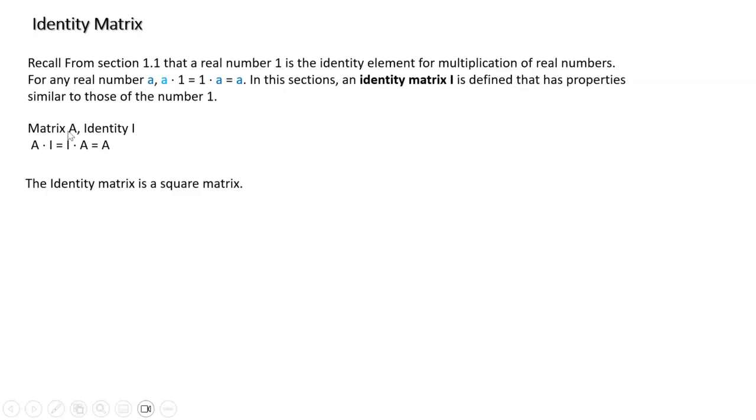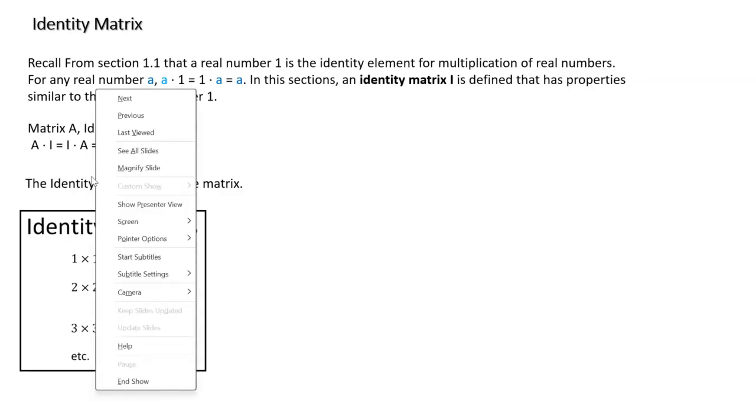Now the matrix A, right? We have matrix A times the identity, which will give you the matrix A. Again, matrix A times the identity will give you the same matrix. And right now, I'm going to prove to you what this means.